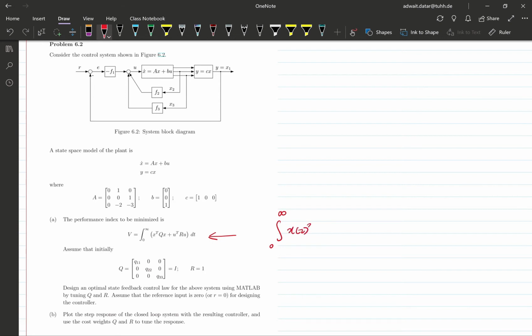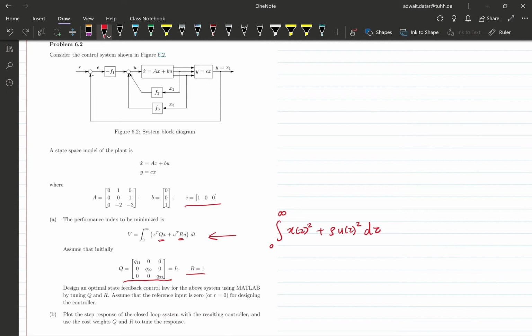x of tau squared plus rho u of tau squared d tau, now we have Q and R here, where Q has the size 3 by 3 because the state is a 3 by 1 vector, and R is still a scalar because the input is still a scalar, and the output is also a scalar because of this C. It's a single input single output system, but the number of states is 3.